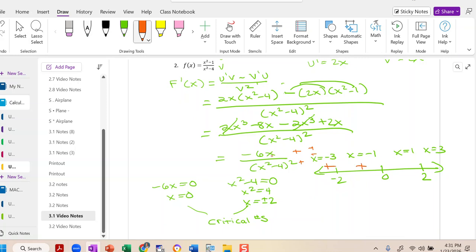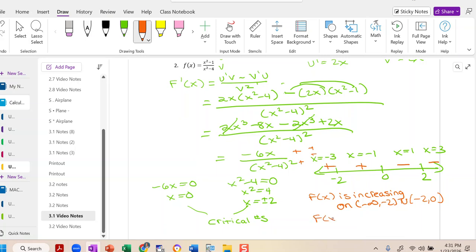And then for 1, it's going to be negative over positive. And then for 3, it's also going to be negative over positive. So notice here, we can say the function is increasing from negative infinity to negative 2, union negative 2 to 0. You cannot say from negative infinity to 0 because remember at negative 2 it's undefined, so it stops there.